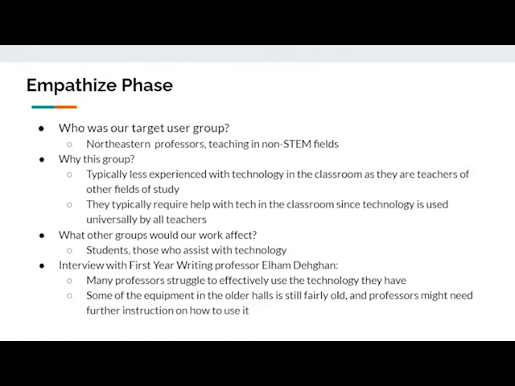So what we did is we first interviewed a first year writing professor, and from that interview we gathered a lot of useful insights into how we could design our project to better suit this group, particularly knowing that a lot of professors struggle to fully use the technology they have, or in the case of older halls, the technology is just too outdated and they need a lot more instruction and help to effectively use that technology. So with this information, we can move forward with our next step.